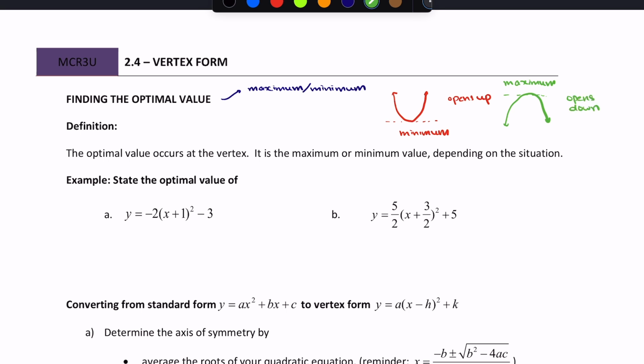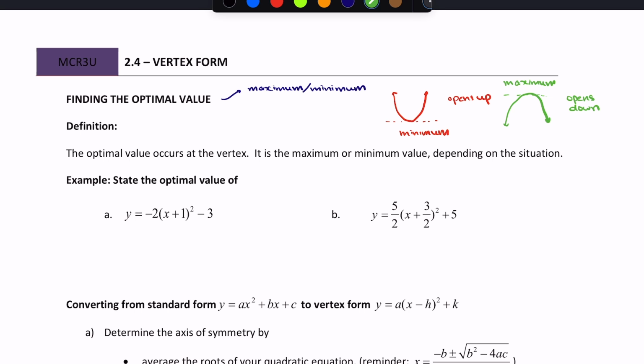Remember, the direction again is determined by the a value, and that helps us determine whether we're looking for a maximum or minimum value. When we look at the definition, the optimal value occurs at the vertex. It is the maximum or minimum value depending on the situation.